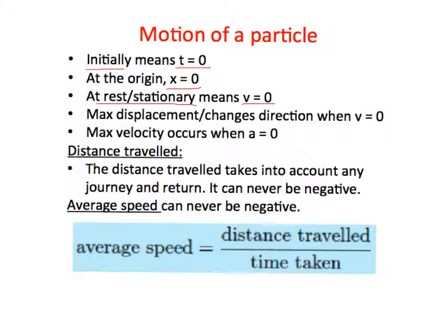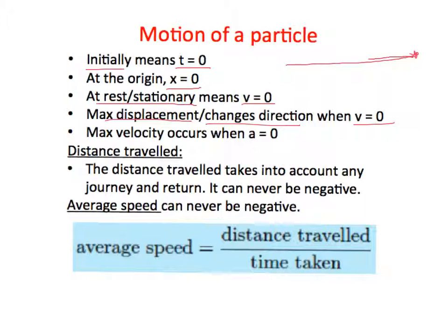And because we know that the particle is going to be moving in a straight line, the particle is going to be moving, say, up to the right, and it'll stop momentarily and then move back. When it stops momentarily right here, that is when the velocity is equal to 0, and that also will help us to find the maximum displacement, or when the particle changes direction.